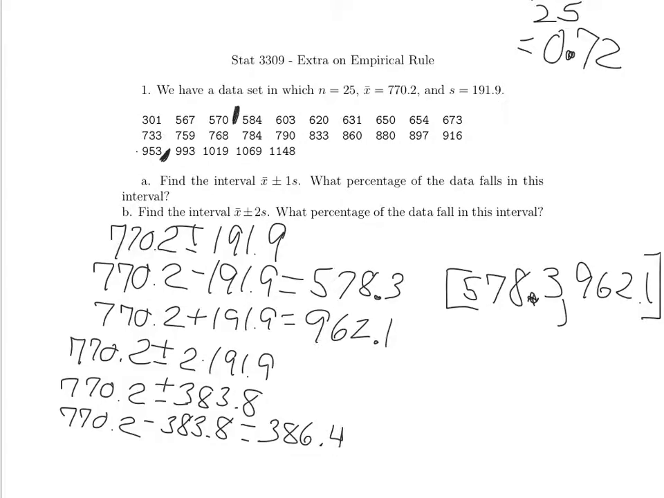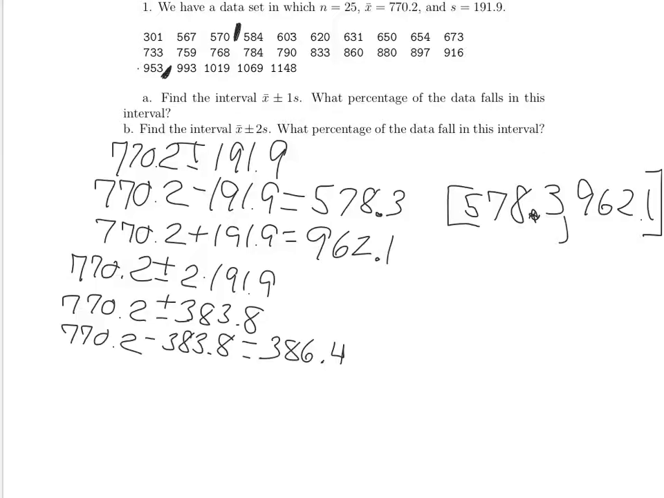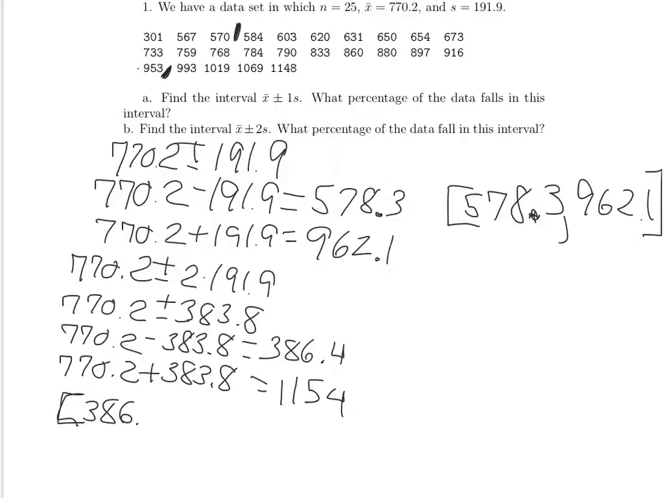Let me scoot this up a little more. We'll push it back down in a minute. And then I have 770.2 plus 383.8. And that gives me, I believe, 1154 right on the nose. Yep, that's it. Okay, so my interval runs from 386.4 up through and including 1154.